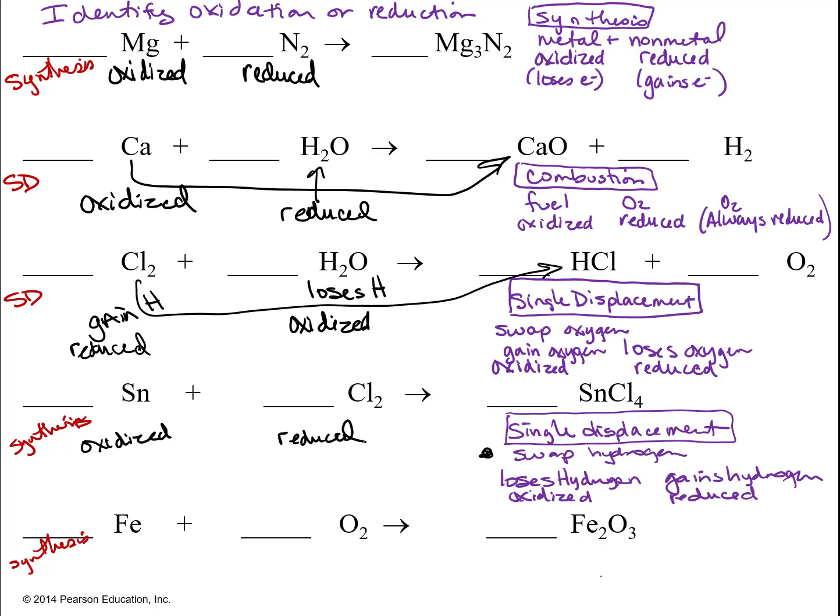What about the last one? Fe plus O2 makes Fe2O3. Iron is oxidized because iron is a metal, to the left of the zigzag line. Oxygen's to the right of the zigzag line, so it is a nonmetal and it gets reduced.